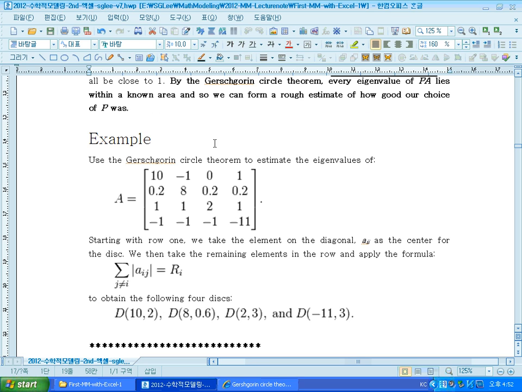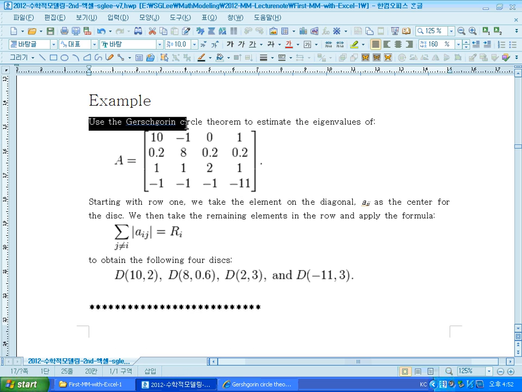Okay, so there are many applications, and also many generalizations of this Gershgorin theorem. One of the striking facts was discovered by a woman mathematician at Caltech. I will tell you more about it later.